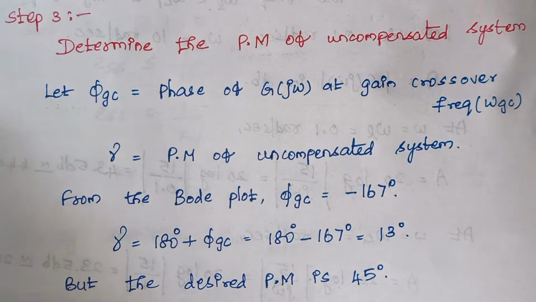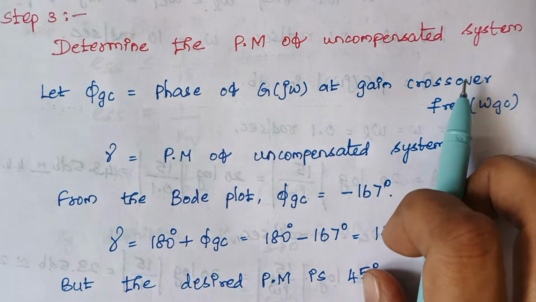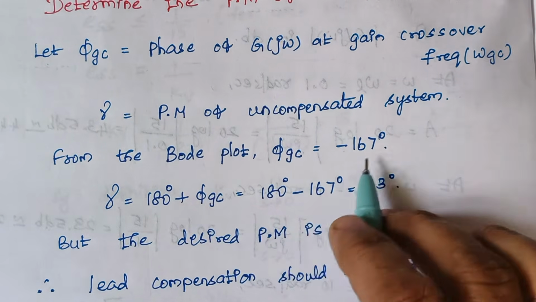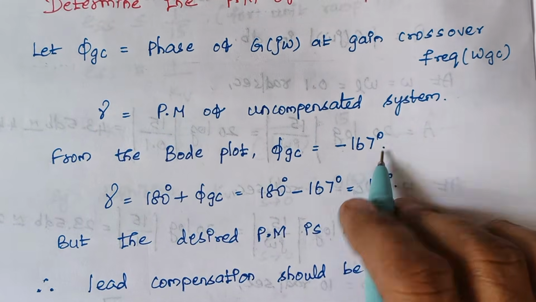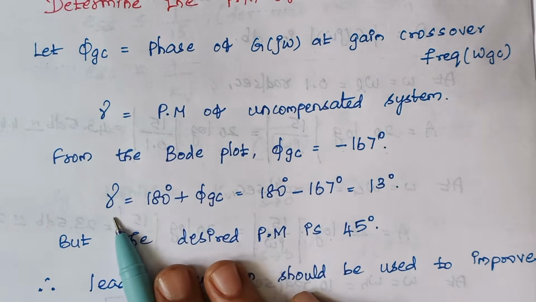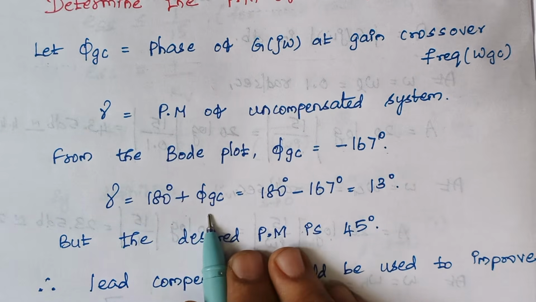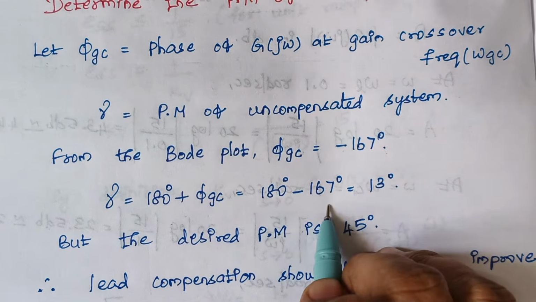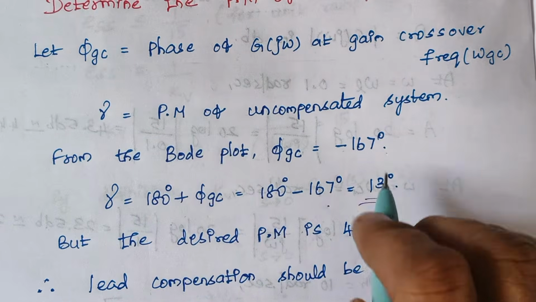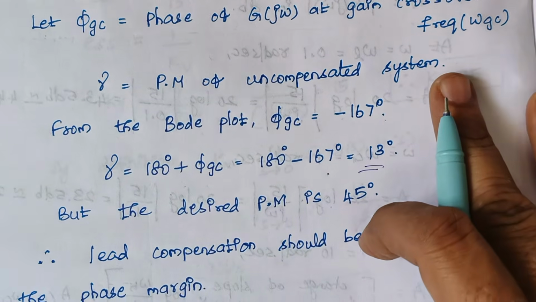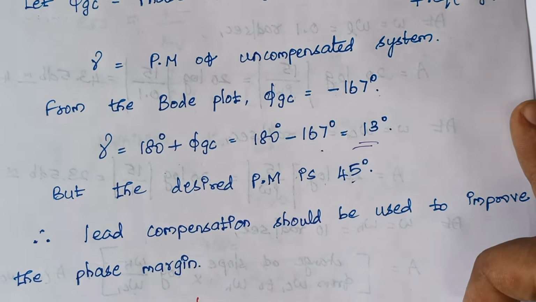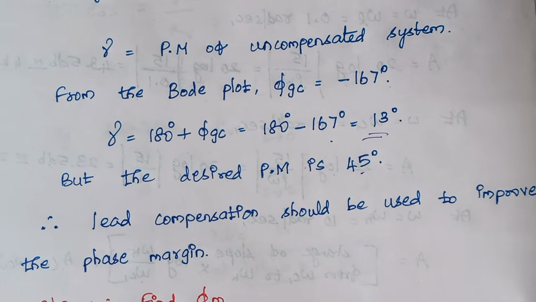Now we are proceeding with step number 3, finding the phase margin of the uncompensated system. With the help of our Bode plot, we found the value of phi GC as minus 167. So what is the value of gamma? This is given as 180 plus phi GC, that is the phase margin. When you substitute the value of phi GC, the answer is 13 degrees. But the expected phase margin is 45 degrees. This is given in the problem, right? Therefore, we are moving to a lead compensation.